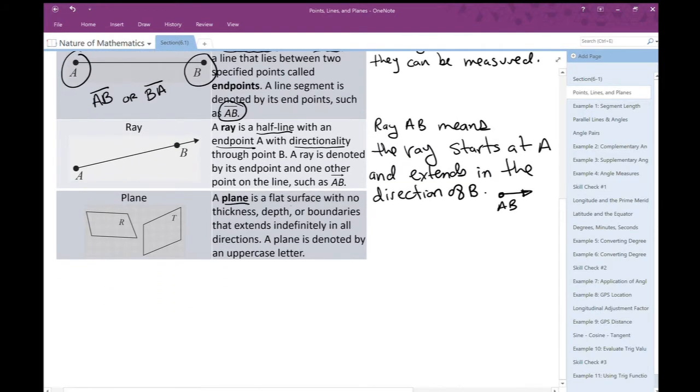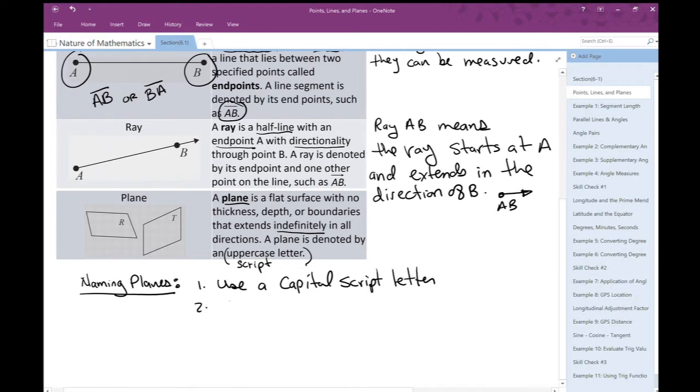Last on this page is a plane. A plane is a flat surface with no thickness or depth or boundaries. It extends indefinitely in all directions. And again, it says a plane is denoted with an uppercase letter. Most geometry textbooks I have seen say a script uppercase letter because the print uppercase letters are for our points, and it's to just help avoid some confusion. Also, planes can be named using 3 points from the plane that are non-collinear. So, naming planes. 1, use a capital script letter. 2, use 3 non-collinear points in the plane.